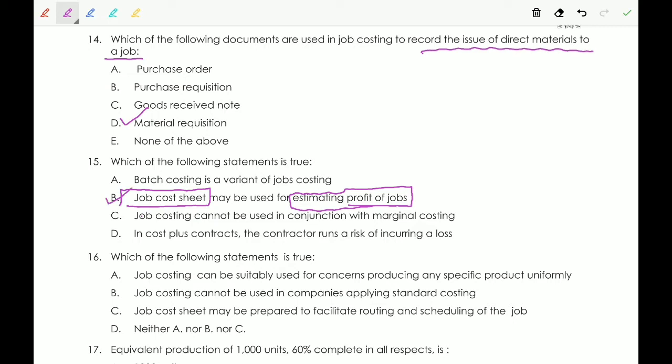Next, 16th one. Which of the following statements is true? A, job costing can be suitably used for concerns producing any specific product uniformly. B, job costing cannot be used in companies applying standard costing. C, job cost sheet may be prepared to facilitate routine and scheduling of the jobs. D, neither A nor B nor C. So the answer is C. The other statements are all false.